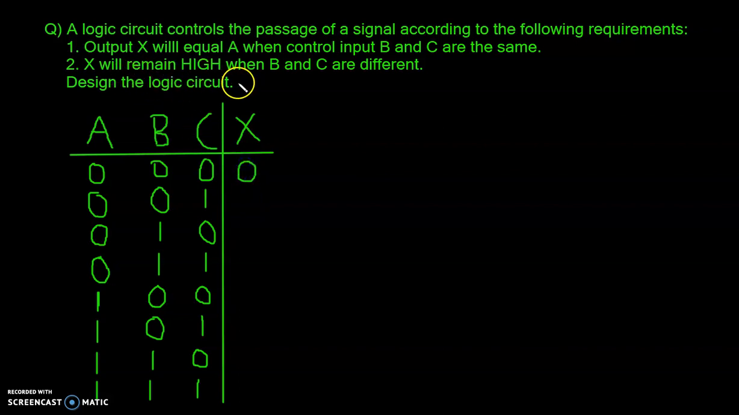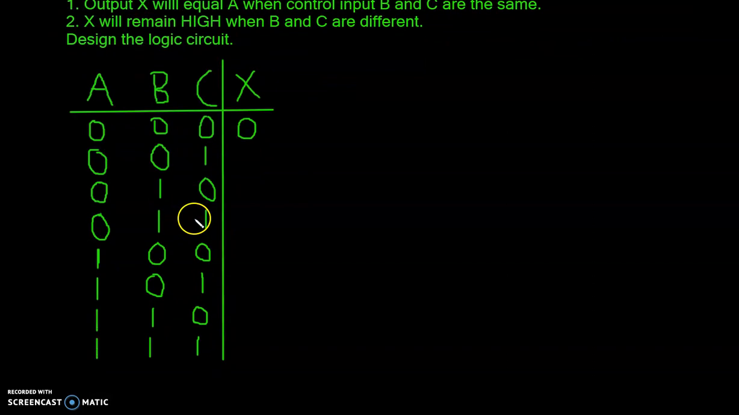Then X will remain high when B and C are different. Okay, so B and C are different here, so X will remain high. B and C different, X will remain high. B and C are same, so X will be A, which is 0. B and C same, X will be A. So different value 1, 1. B and C same, so X will be A.